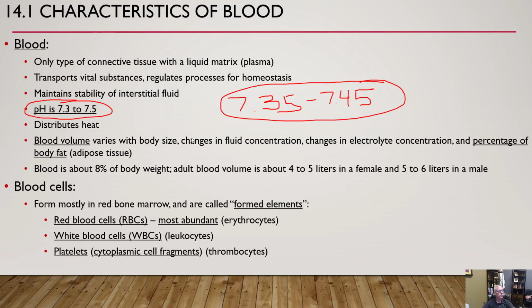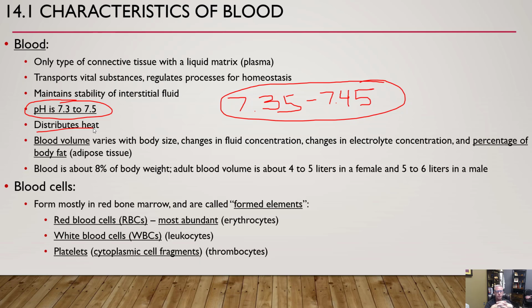All right, so we know blood can distribute heat. Skeletal muscles contract, skeletal muscles use ATP. When we break down ATP, we go ATP yields ADP plus Pi plus energy in the form of heat, that the blood has to distribute to various parts of the body.